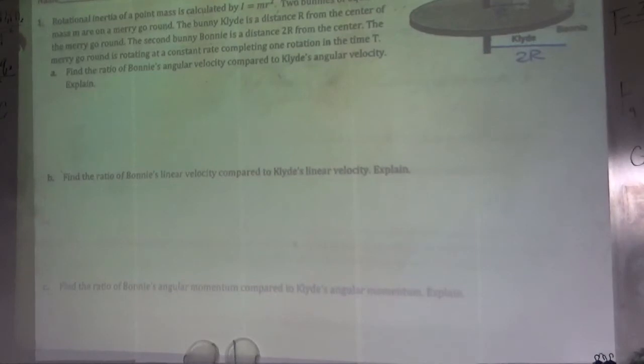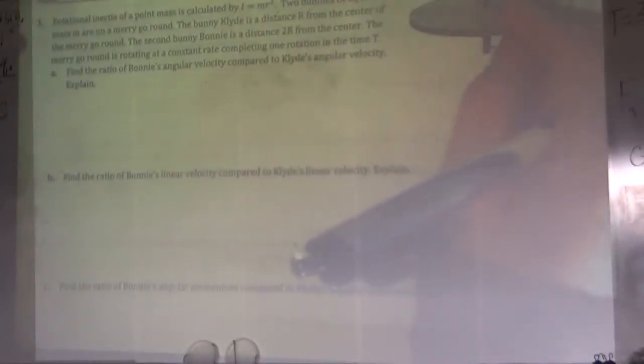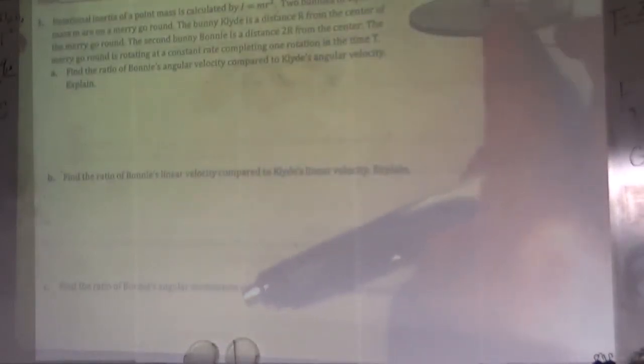Like period, right? The time it takes to go one, I guess it's going this way, one rotation. I want to find the ratio of Bonnie's angular velocity compared to Clyde's angular velocity. So remember, the definition of angular velocity is the rate at which the angle is changing, the rate that the angular displacement is changing. If you look, as long as they're on the exact same disk, then they are rotating the same angle measure each second.